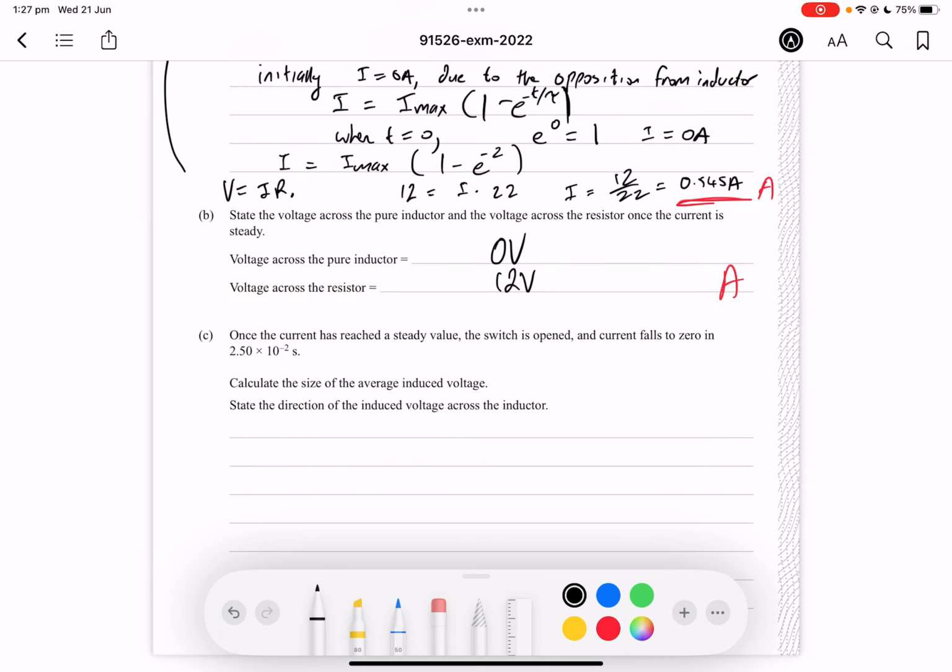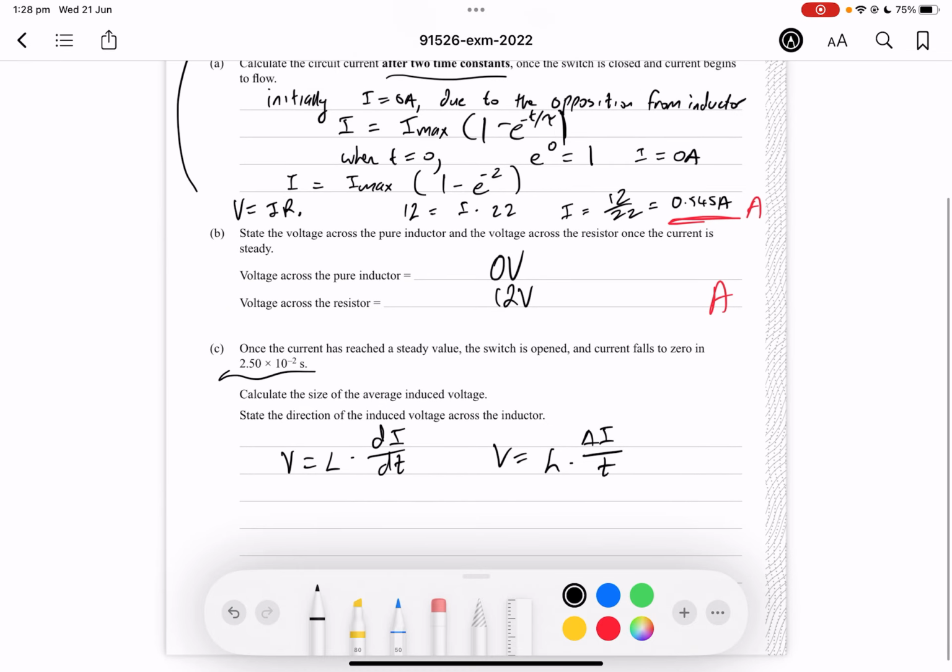Question C, once the current has reached a steady value, the switch is opened and the current falls to 0 in 2.5 times 10 to the power of -2 seconds. We want to calculate the size of the average induced voltage and state the direction of the voltage across the inductor. The average size of the induced voltage is given by V equals L times the rate of change of current, so change of current over the time.